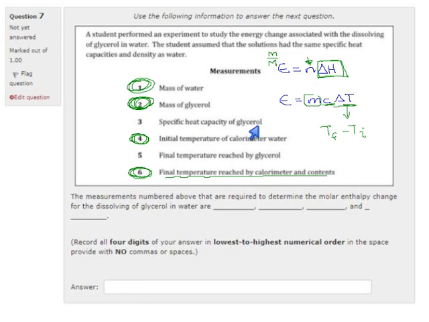We wouldn't need the specific heat because the glycerol is not heating up or cooling down, it's dissolving, so 3 is no good. And the final temperature of the glycerol, we don't really care. We care about the temperature of the water because that's where the energy was being absorbed. But 3 and 5 we could do without.